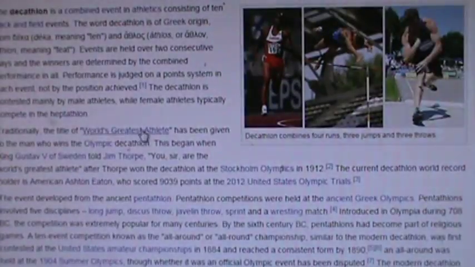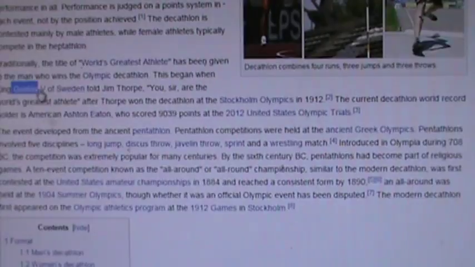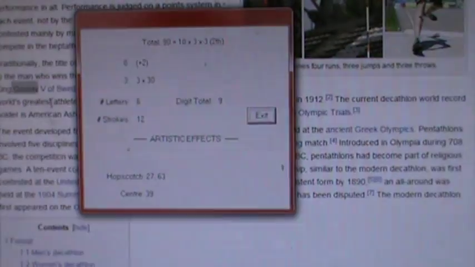Yeah, world's greatest athlete, exactly. Oh, and this comes from King Gustav, which amazingly, Gustav divides by 3. Gustav equals 90 in 6 letters, 12 strokes. So apparently this is the first person, Gustav, that coined this phrase. Okay.